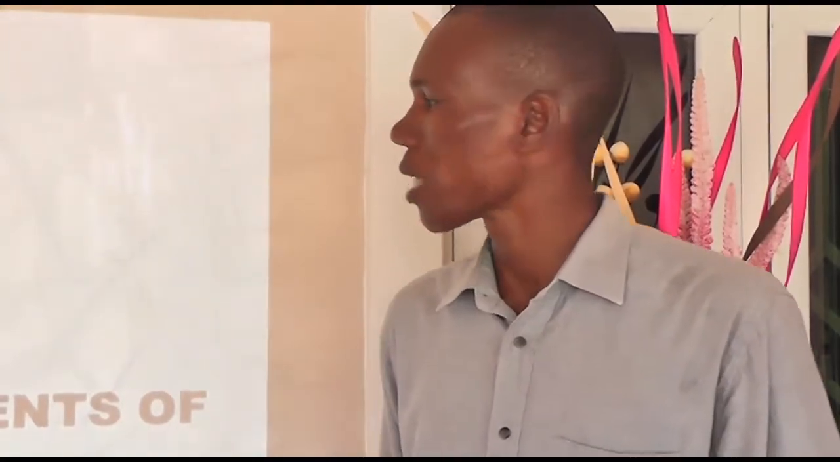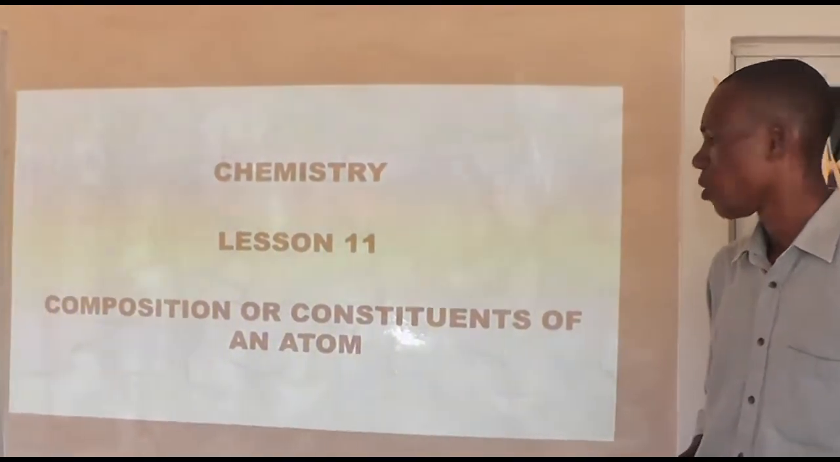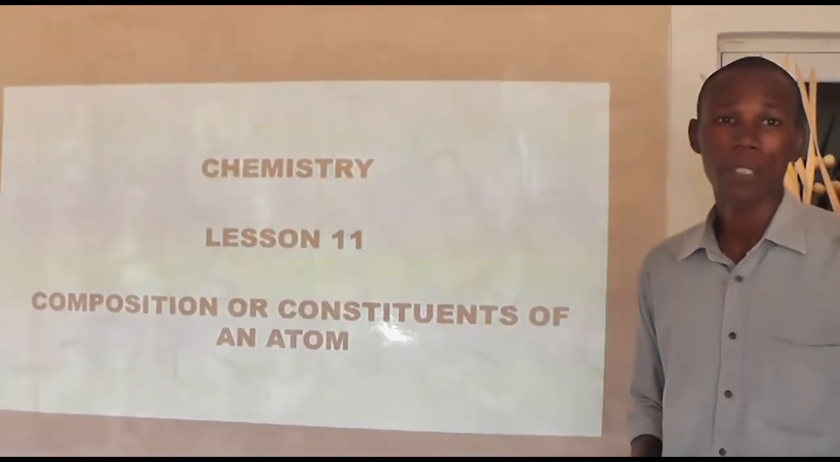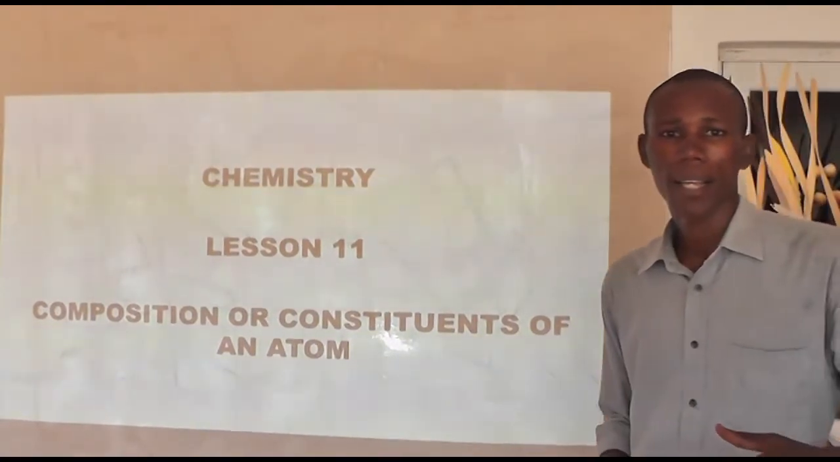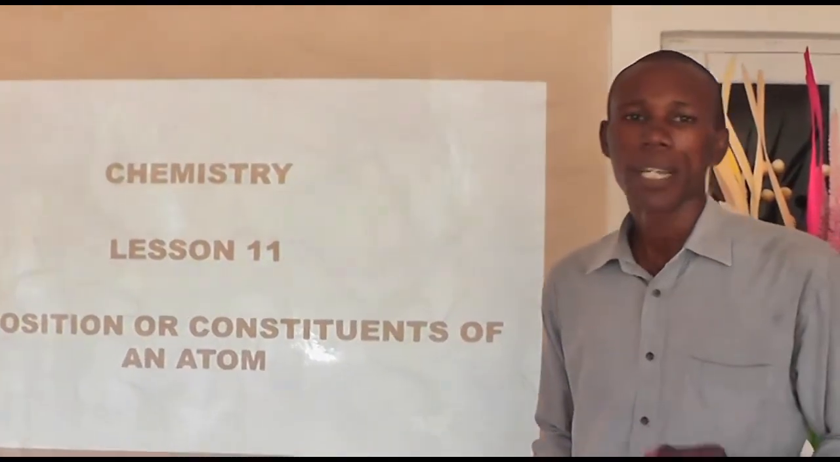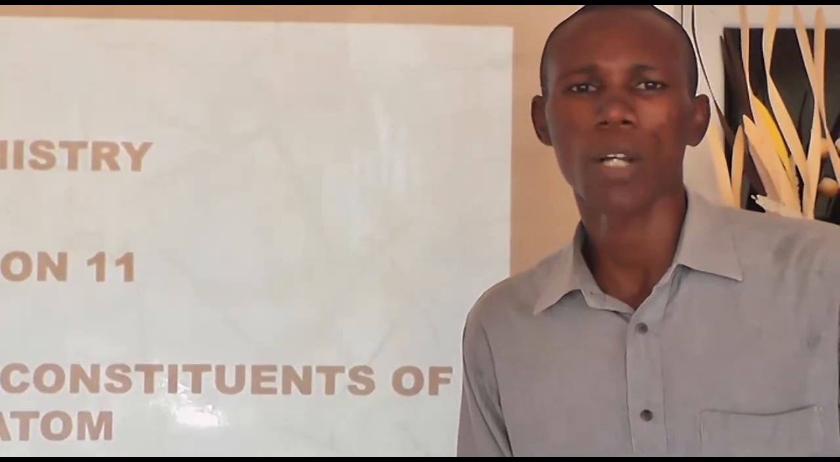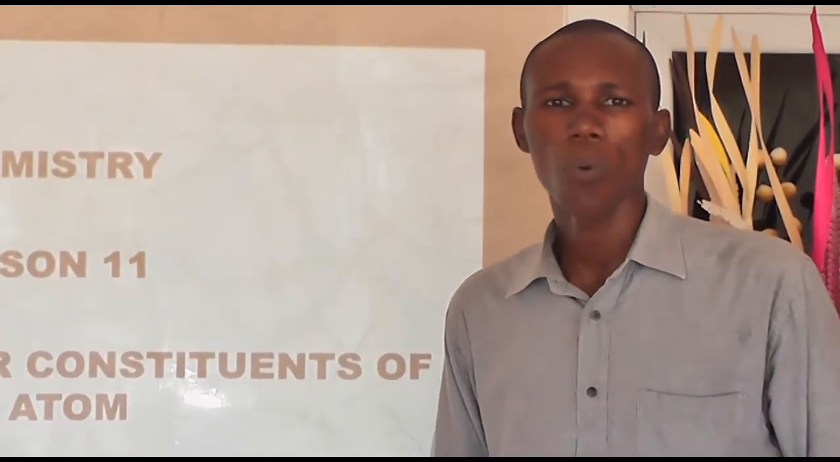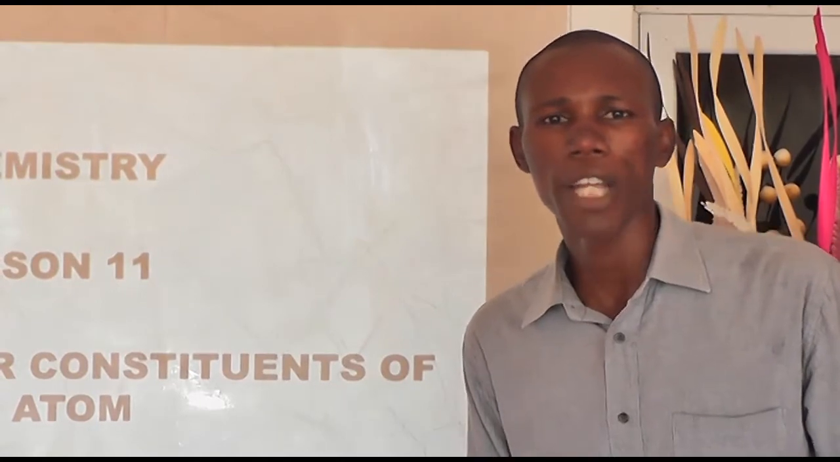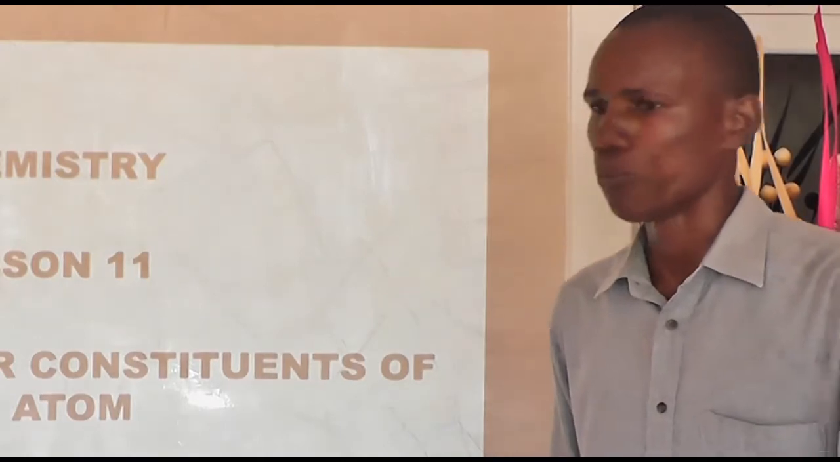Welcome to chemistry class. I am Saliu Abdul Wahab, your chemistry teacher. In this class, we shall be looking at the composition or the constituents of an atom. Remember in our previous class, we saw the modifications of Dalton's atomic theory. Now let us look at what the atom actually looks like and how it is arranged, so that we will have a better idea about an atom.